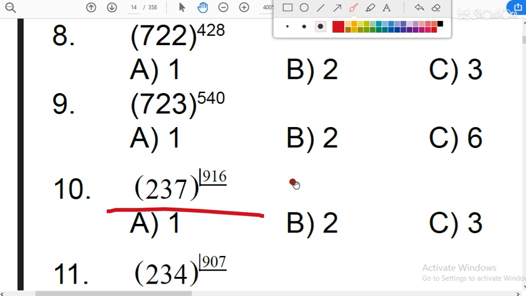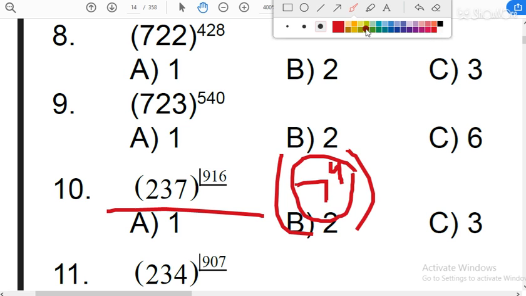Moving to the next question. So 237, now 7 raised to the power 9. 7 raised to the power 4 will give me the unit place. These things I have discussed in my earlier video. 7 7 is 49, 49 3 7 is 3, 3 into 7, 21. It will give me the unit place 1. So I have to divide the rest of the terms.